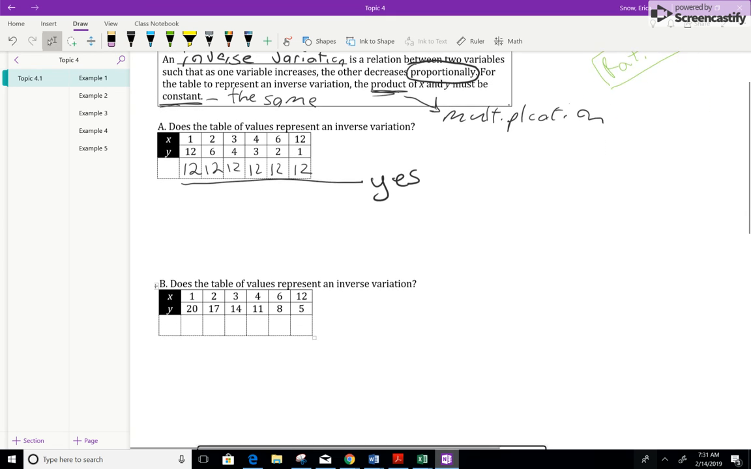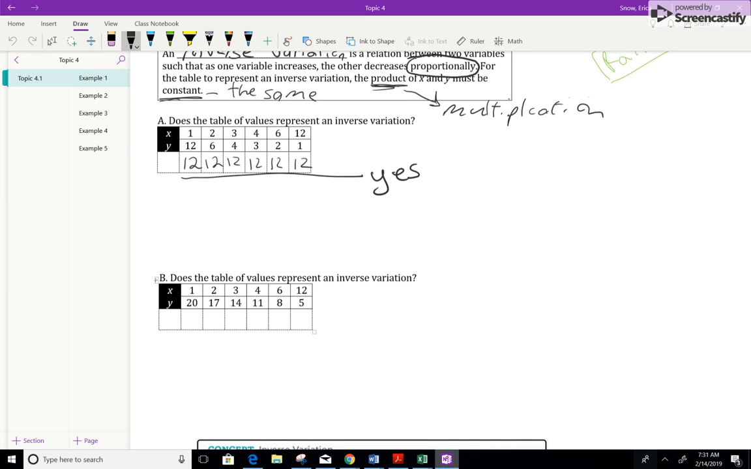Let's look at B. Does this represent inverse variation? Well, 1 times 20 is 20, but 2 times 17 is 34. So this is not inverse variation because these are different.